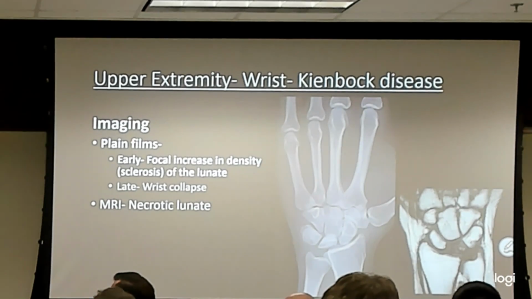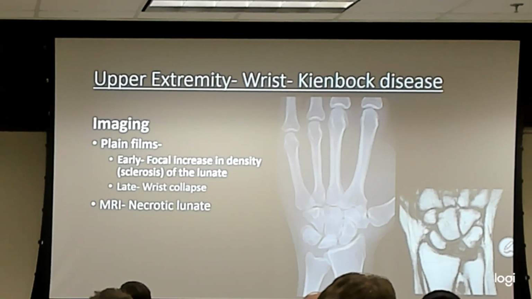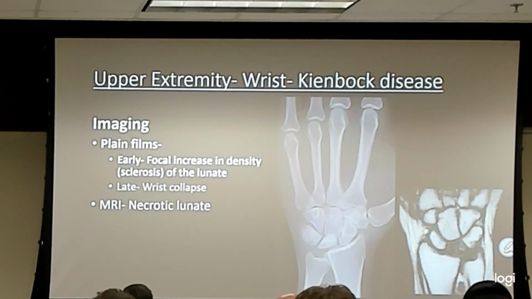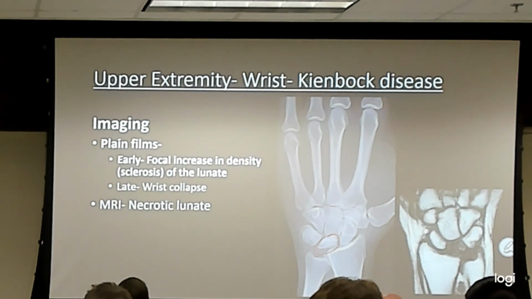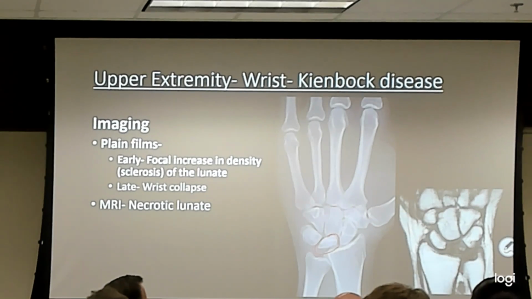How we know that this is what's going on, out of that rather ambiguous story that I've led you on, is we're going to get some plain films. And if it's early, we're going to see a focal increase in density, also known as sclerosis, of the lunate. If it's later in the course, you're going to see complete wrist collapse, and it looks very ugly. So finding that sclerosis on radiograph is comparing how white that lunate is compared to the density of the capitate.